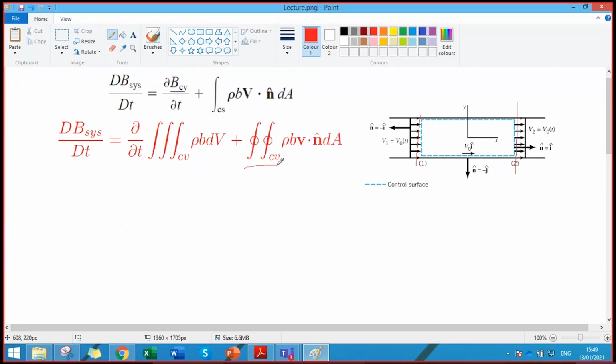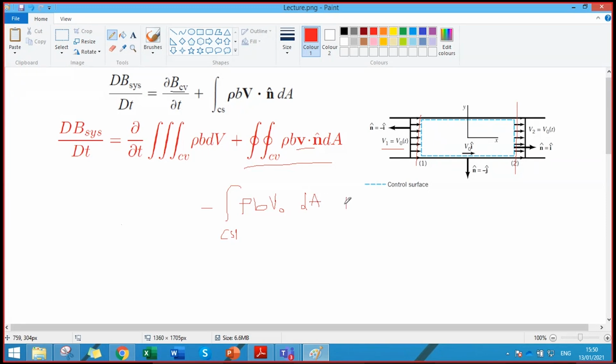So if I talk about this term, for the first part, the integral over the control surface of rho b V dot n dA. What is V dot n here for the first part, for control surface 1, if I call it control surface 1? Sir, it is negative, minus V naught, right? Yes, sir. Into dA.